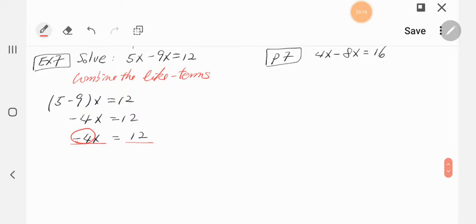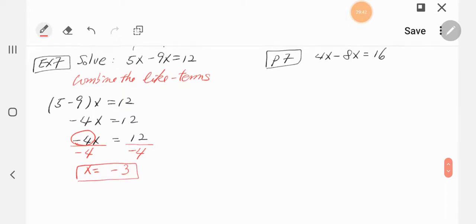Okay, because we just want to leave x alone. Leave it alone. So negative 4 should be removed. So divide each side by what? Negative 4. So negative 4 cancels out. X is equal to, okay, this negative sign moves to the front, negative 3.